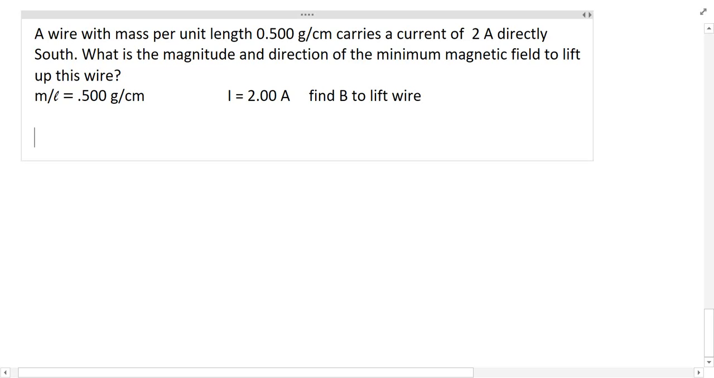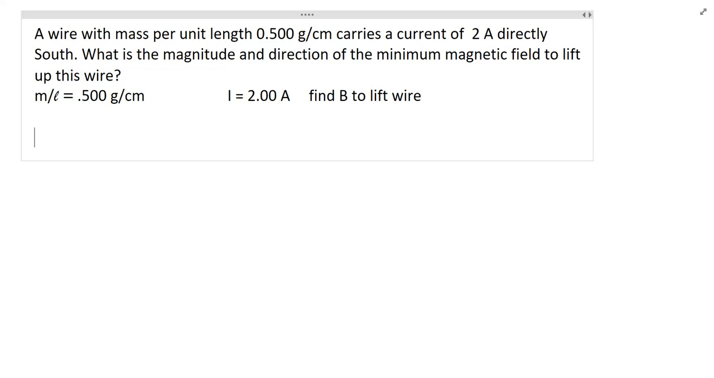This is an example of how to balance the gravitational force down on a wire with a magnetic force on the wire due to the current that the wire is carrying. We've got a wire with a mass per unit length of 0.500 grams per centimeter, and it's carrying a current of 2 amps in a direction directly south. So we want to figure out what is the magnitude and direction of the minimum magnetic field needed to lift up this wire and cancel gravity.